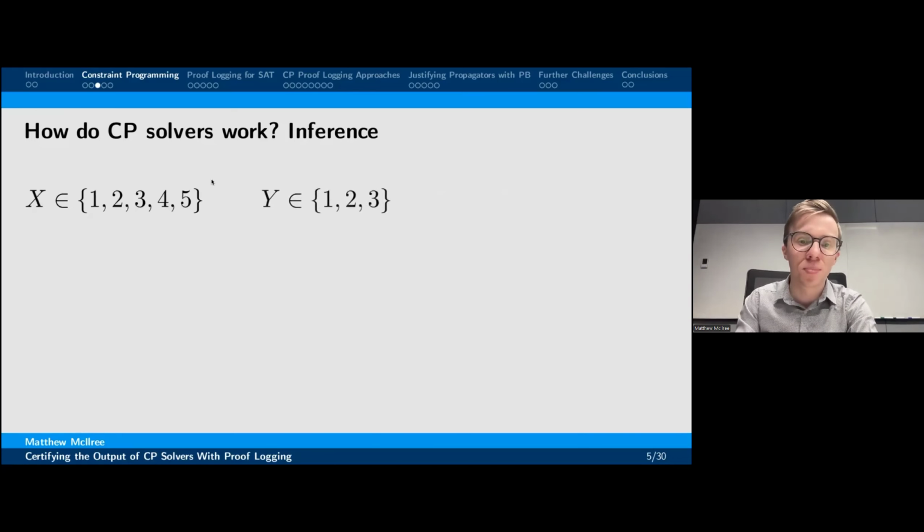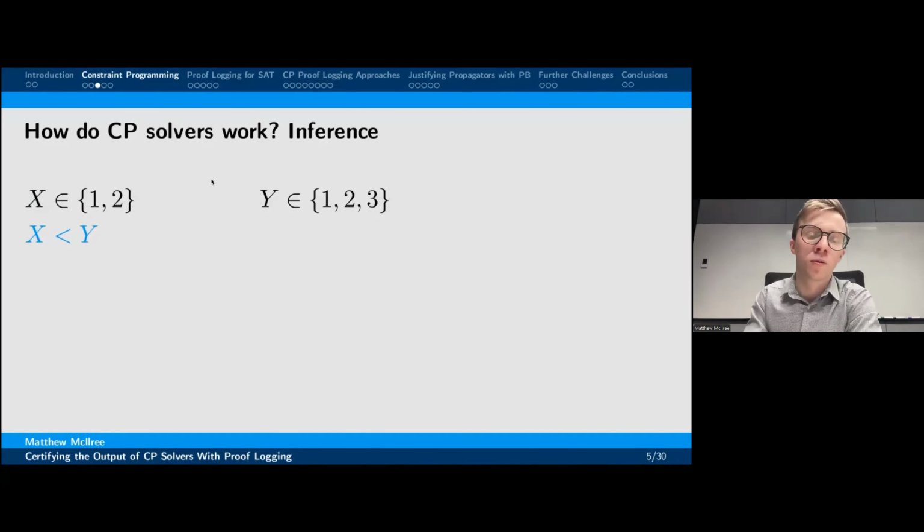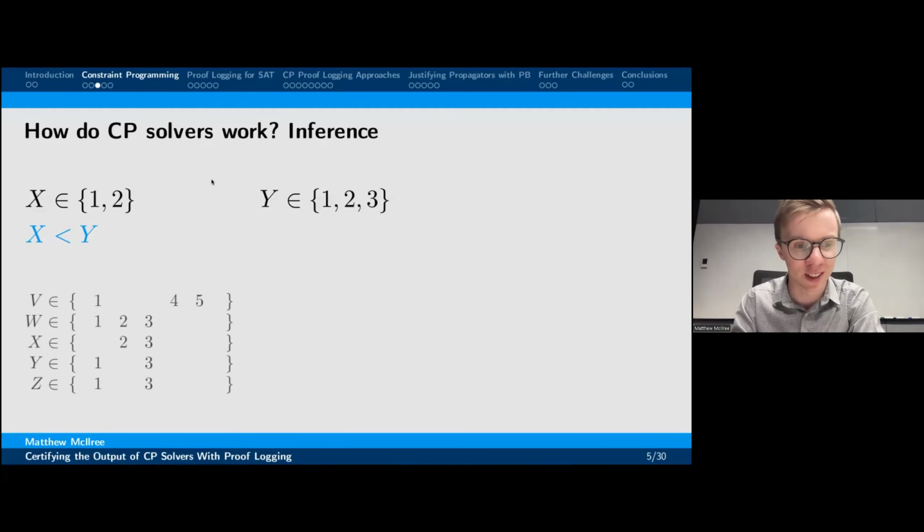Just as an example of simple inference, which you can clearly understand just by looking at it, if we had CP variables x with domain 1 to 5 and y with domain 1 to 3, and we had a simple inequality like x less than y, we would consider it a propagation inference to remove these three values from the domain of x, because if x took any of those values, then none of the values of y would be supported. I think that's right. If I've made mistakes in this presentation, please do point them out.